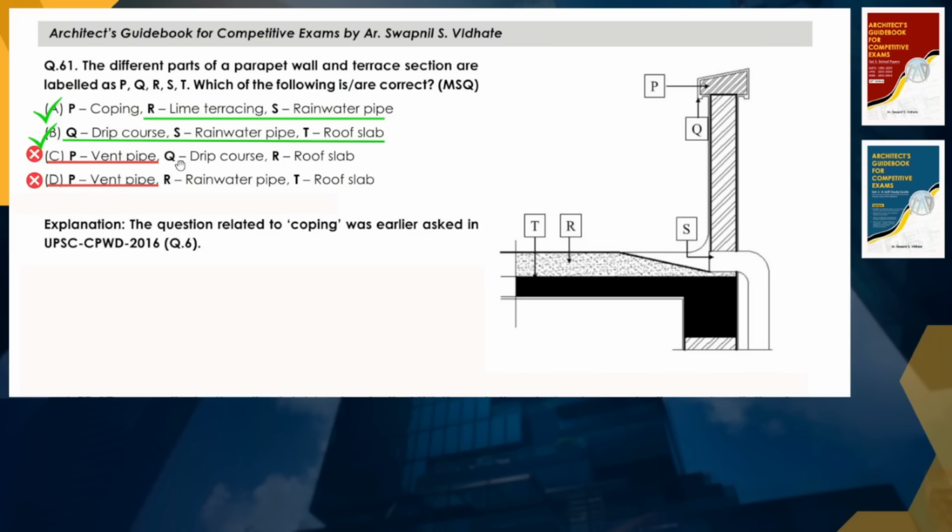Q as the drip course is correct, but because P is not the correct pair, it is not. R, they are mentioning, is not the roof slab. T is the roof slab, right? So don't need to look at the other pairs. The first pair itself is the incorrect one. So here the correct options are option A and option B.